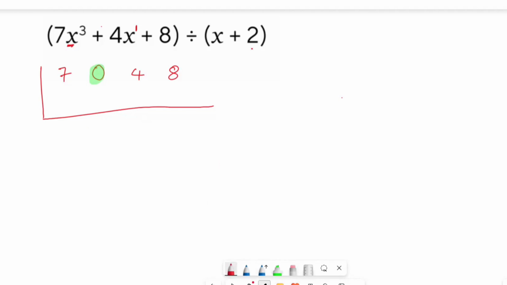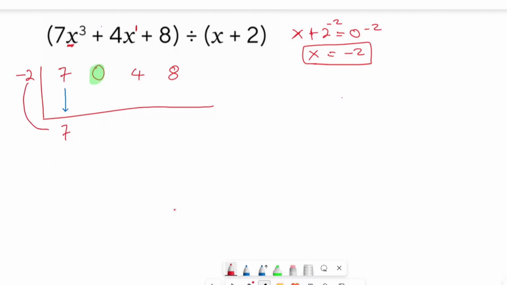What are we going to divide by? x plus 2. But to set it up, we have to equate x plus 2 to 0 and then find x. So x is going to equal -2, which means we subtract 2 from both sides. So we are going to be dividing through by -2, and we're going to use -2. The first thing we do is that this leading coefficient will come down, so we start with a 7. Then all we're going to do from here is multiply and then add.